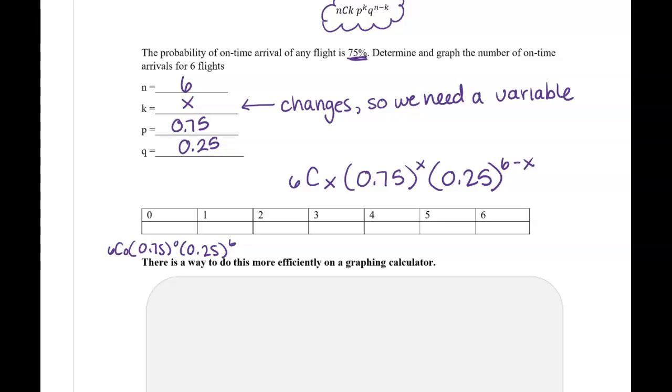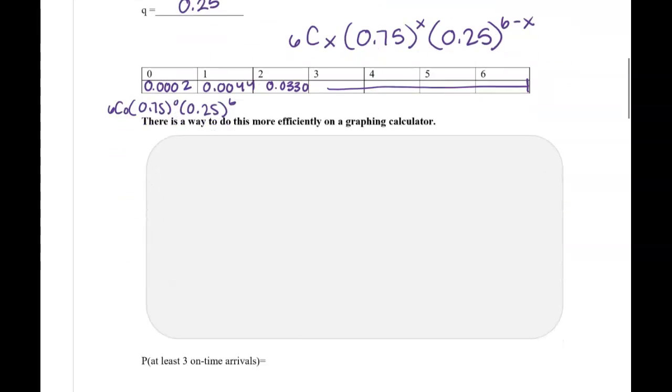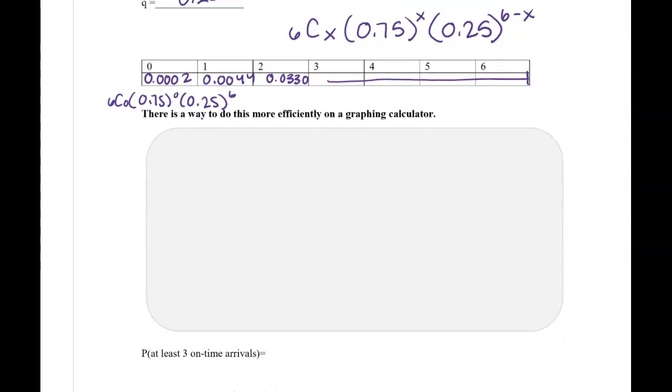Okay, so I hope you did 0, 1, and 2. Okay, so that should have been 0.0002, 0.0044. 2 was 0.0330. The rest of them are fine as well, but we don't really need to do all of them at this moment. So instead, I'm going to show you a trick.